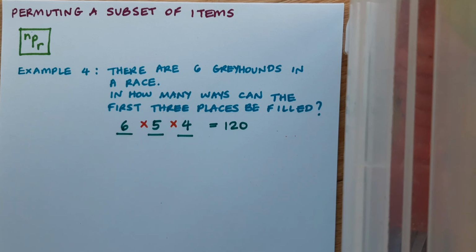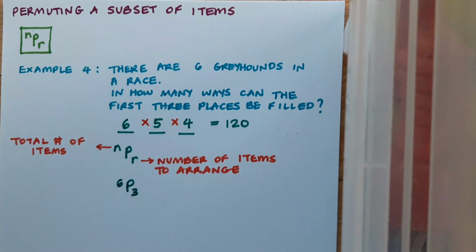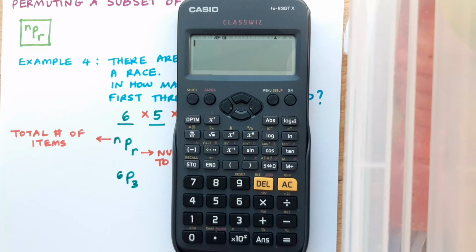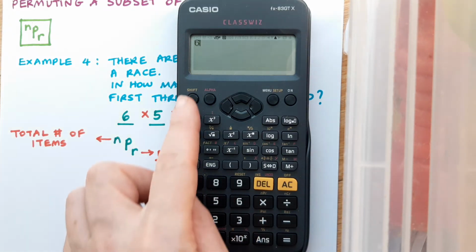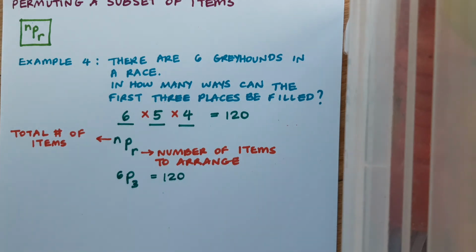Now let's look at how to do this using the calculator, using the nPr button. So with nPr, the n represents the total number of items that I'm dealing with, and the r represents the number of items that I want to permute. And r is the number of items that I want to arrange. So I could say this as n permute r. And in this particular case, I've got 6 greyhounds, and I want to permute 3 of them because I want to fill those first 3 places. So I can go to the calculator and I can type in 6 and then shift the multiply symbol to get the P, and then 3, so that's 6 permute 3, hit my equals, and my solution there is 120. And you can see that this is the same solution as I got earlier.